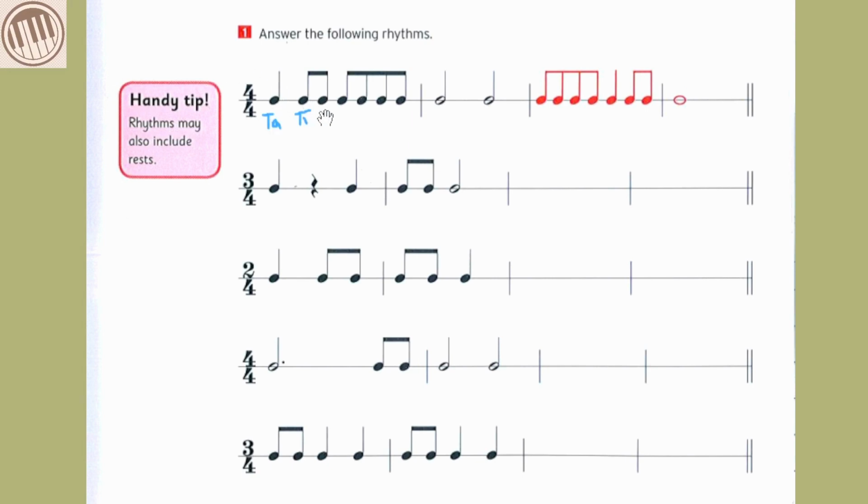Ta ti ti ti ti ti ti two two. I can count with numbers 1 and 2 and 3 and 4 and 1 and 2 and 3 and 4, and make sure you check the time signature before you start counting. Okay, then there's an answer given in your example, so something similar.